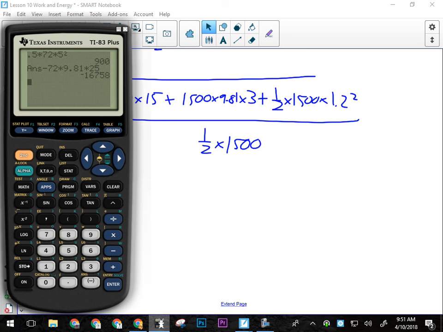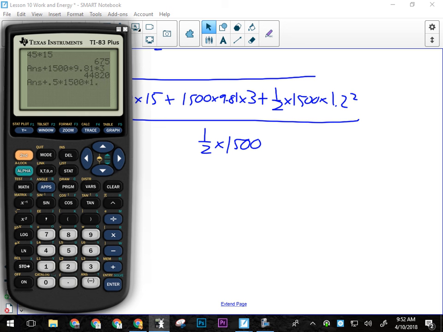Okay, so when we're plugging this in, we're going to go 450 times 15. So there's the energy I'm adding by pushing the car. Not a lot, but it's some. And I'm going to add on to that the potential energy at the top, so 1500 times 9.81 times 3 meters. And then I'm going to add in the initial kinetic energy, 0.5 times 1500 times 1.2.